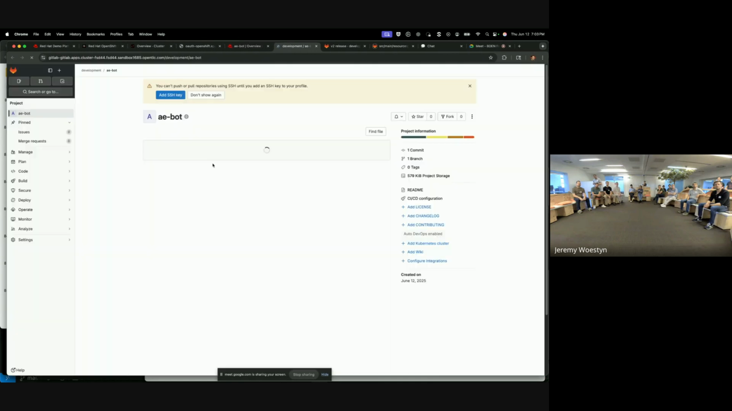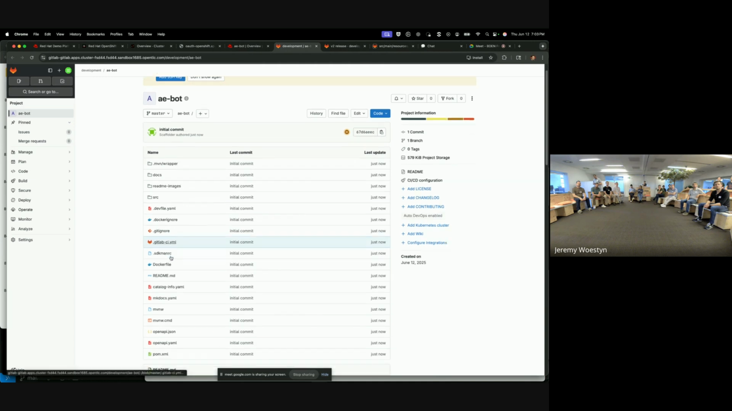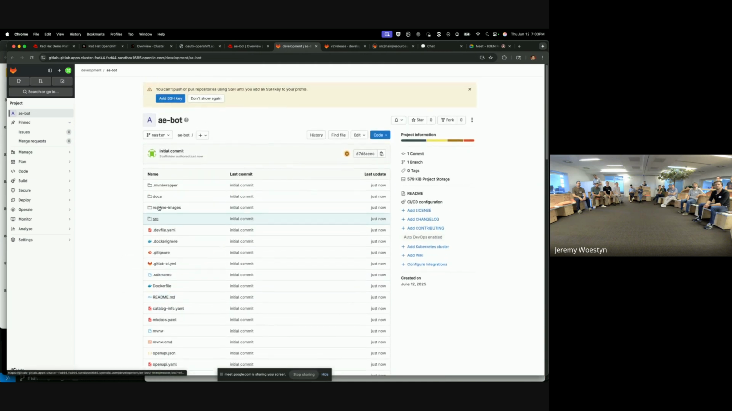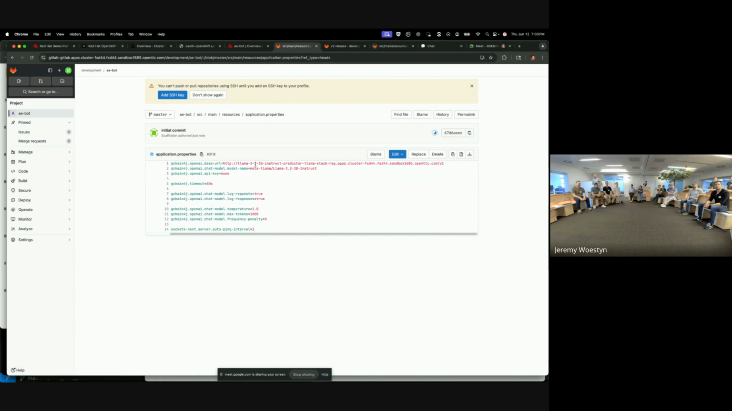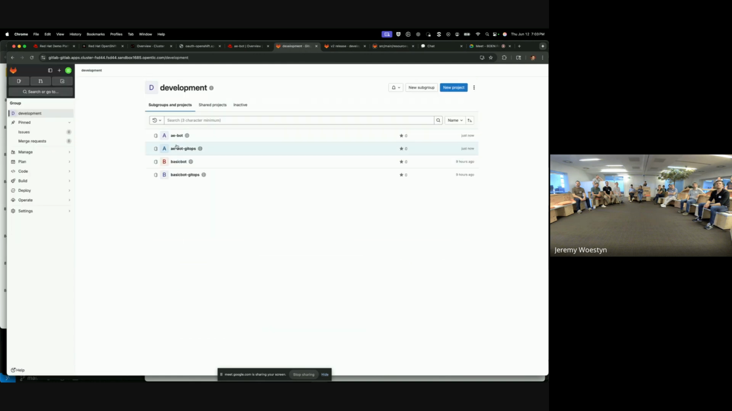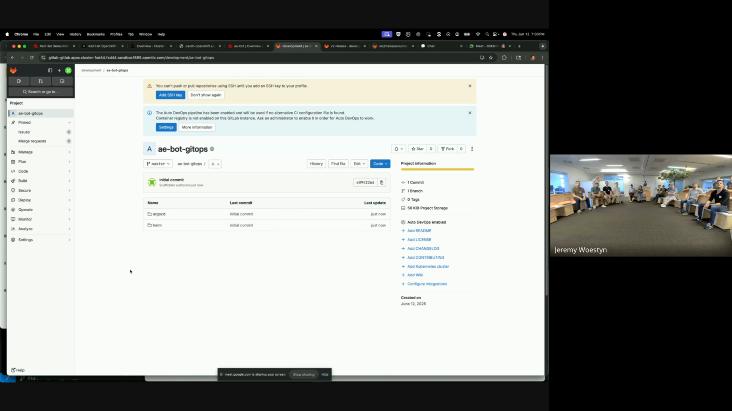If I go to my view source here, this is the AE bot based on the template that you saw that I picked from there. If I go down to the source, main, resources, and properties, there is that URL that I give for the large language model we'll be using. So again, a local large language model. But if I come over here and look at the AE, here's the GitOps part. This is where the magic is.